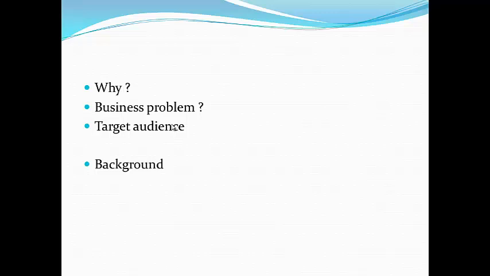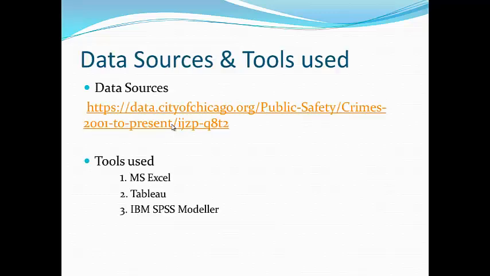A quick background as to why the city of Chicago was chosen. According to statistics by the US government, Chicago has one of the highest crime rates, at 55 per 1,000 residents. The data source that we used was provided by the city of Chicago.org, and the direct link is posted. The tools that we used are Microsoft Excel for cleansing, Tableau for visualization, while IBM SPSS Modeler was used for modeling.